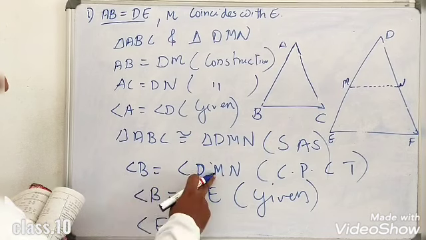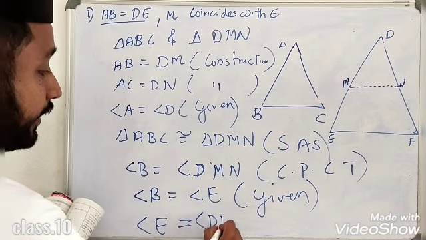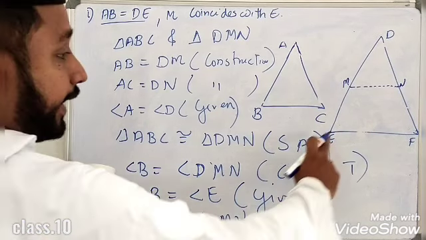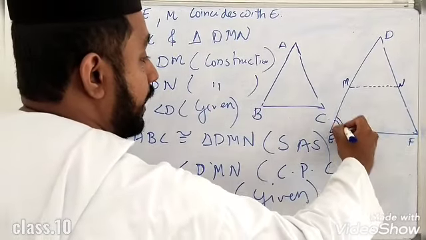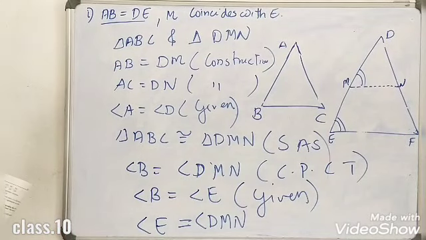So angle B is equal to this, angle B is equal to angle E, therefore angle E is equal to angle DMN. So we got angle E is equal to angle DMN. These two angles are equal.